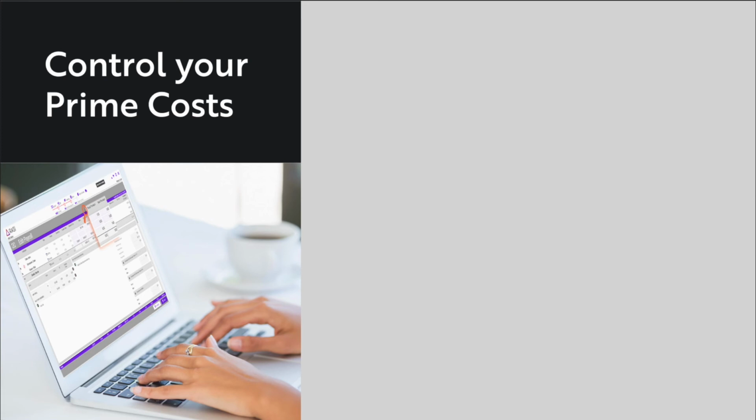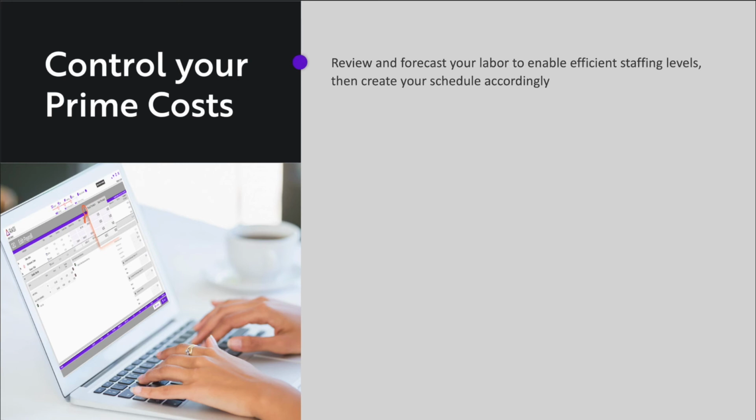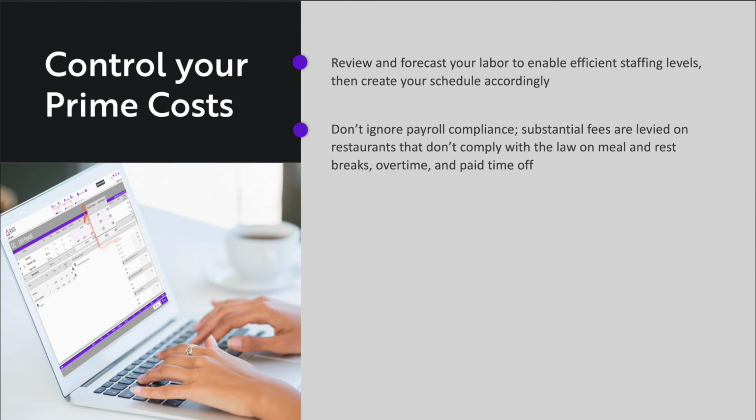If you consistently address your data, you'll be better equipped to make educated business decisions based on opportunities presented in your analysis. Here are 3 strategies to help you control your prime costs. Review and forecast your labor to enable efficient staffing levels, then create your schedule accordingly. Additionally, another frequently overlooked cost-saving method comes from payroll compliance. Substantial fees are levied on restaurants that don't comply with the law on meal and rest breaks, overtime, and paid time off. These fees are easily avoided by conscientious management of your payroll.